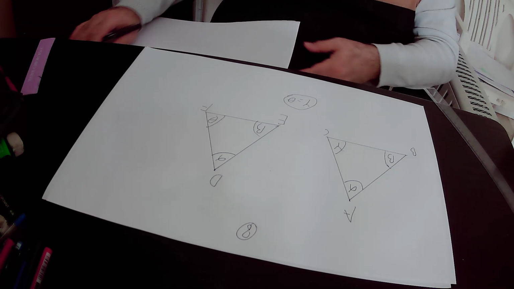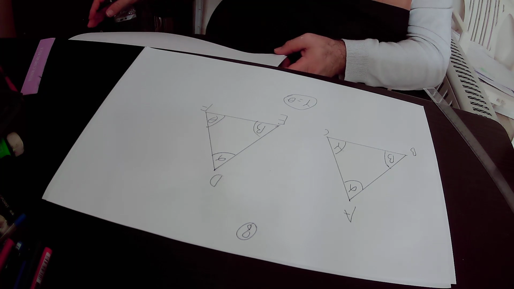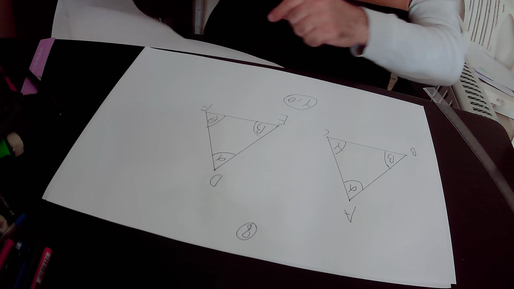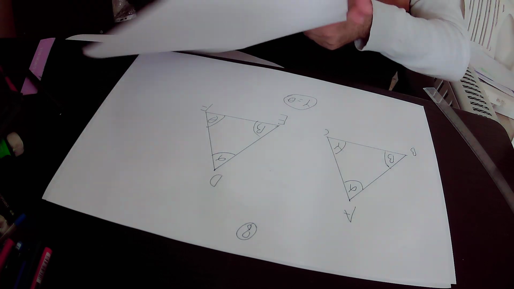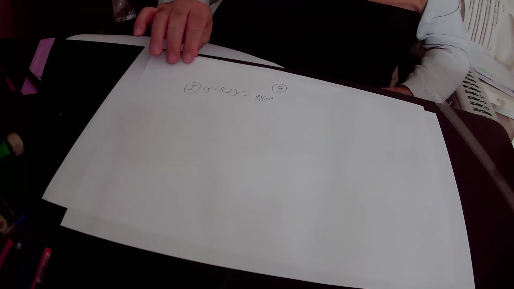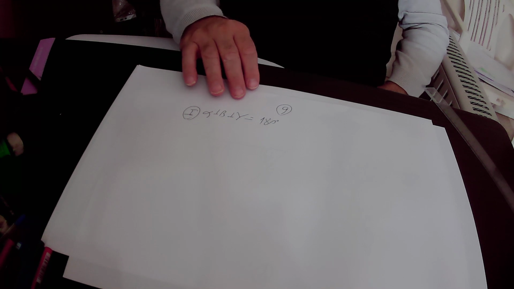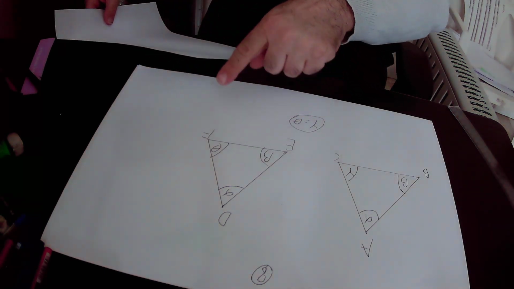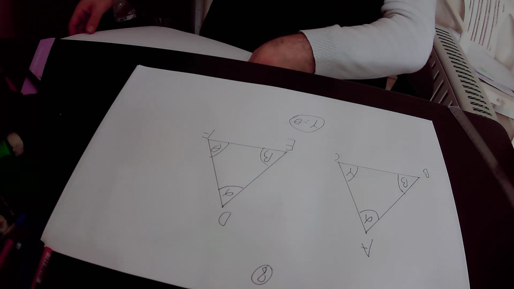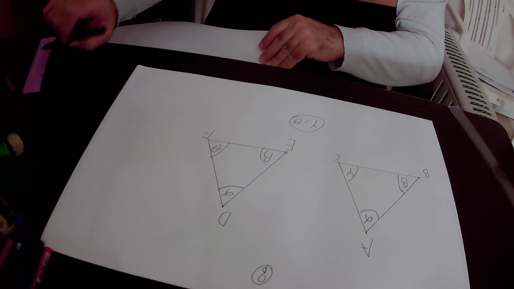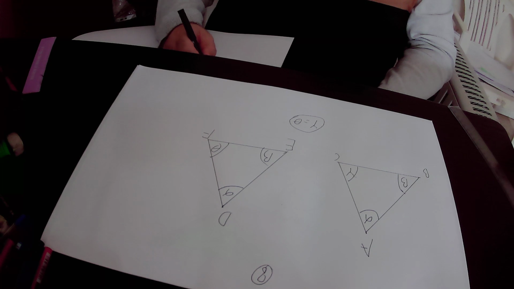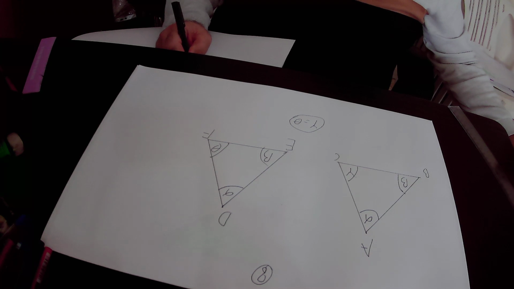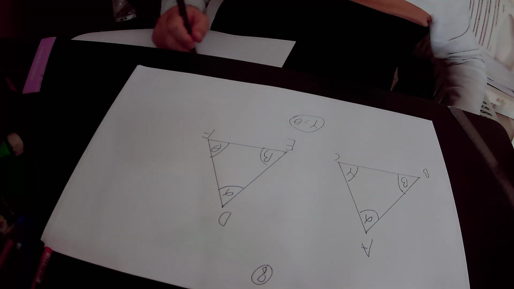According to the rule that the sum of the angles in any triangle equals 180 degrees, if you focus on triangle ABC, the sum of its angles equals 180 degrees. That is to say, alpha plus beta plus gamma equals 180 degrees. Likewise, in triangle DEF, the sum of its angles equals 180 degrees. That is to say, alpha plus beta plus theta equals 180 degrees.